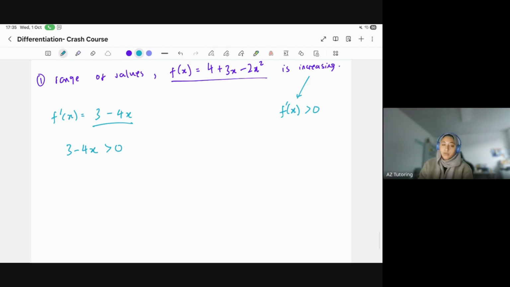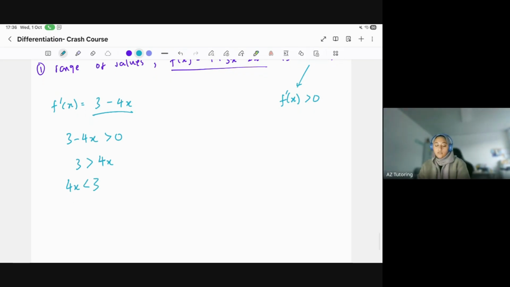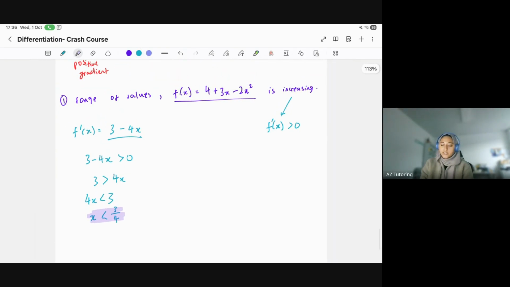I want to make this minus 4x positive. So I'm going to bring it over to the other side. 3 is more than 4x. When you get x by itself, I'm going to make x first. So this is saying 4x is less than 3, because that's where the pointy side is. I'll write that like this. I need to get x by itself, so I need to get rid of that 4. So x is less than 3/4, and that's our answer. So the range of values for which this function is increasing is when x is less than 3/4.